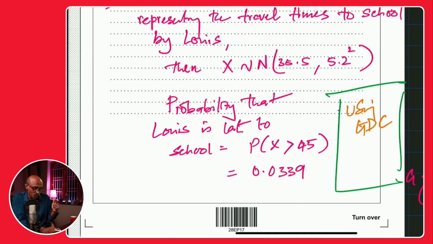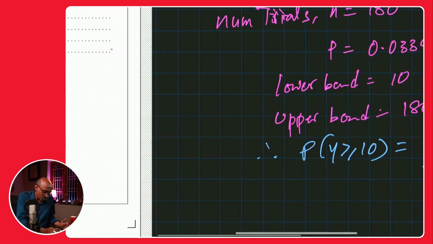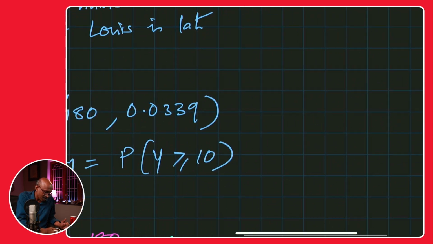That's the chance of him being late to school. But the chance of him being marked late is 0.65, because there's a 35% chance that he's not. So both need to be there for him to receive a detention, okay? But remember, he's going to receive a detention if he's marked late 4 times. So it's a very interesting question, a combination of several things. We're going to continue towards the side here, so that I can reserve the space for the next question whenever we solve that.